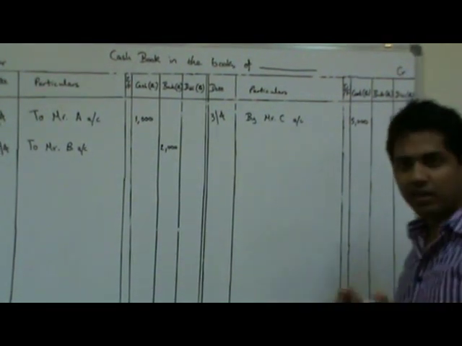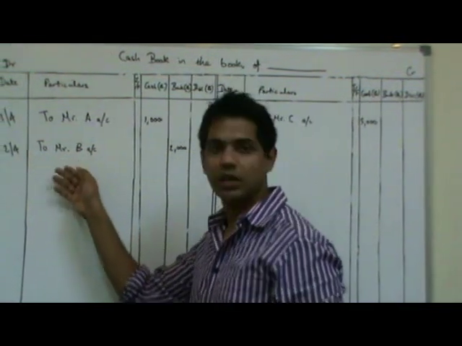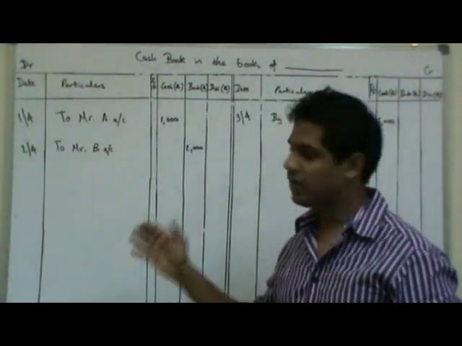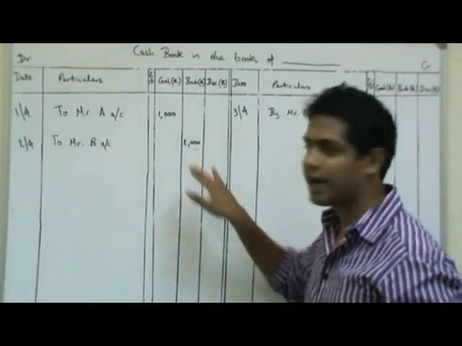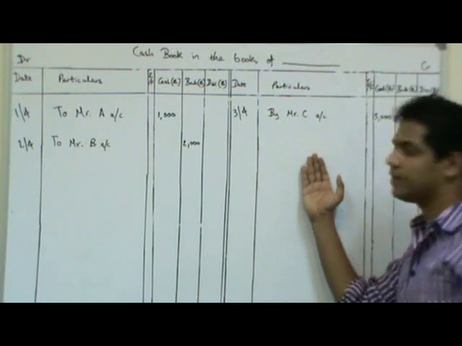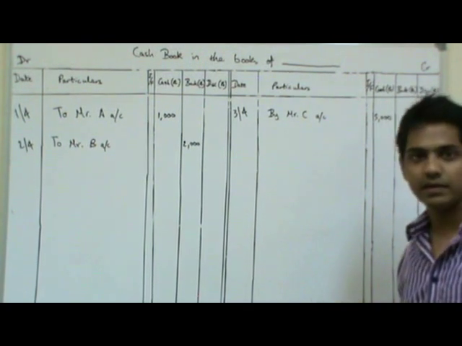So again, when a receipt is made, it comes on the debit side. You write the date and the particulars just like any other ledger. If it's in cash, you put it in the cash column. If it's in bank, you put it in the bank column. And the same is done on the credit side too. Now, a few more things need to be discussed.